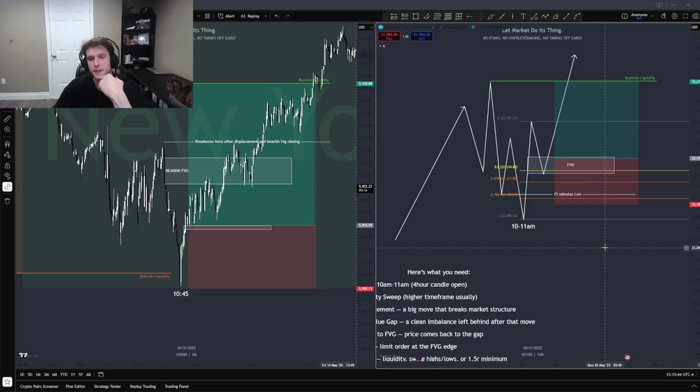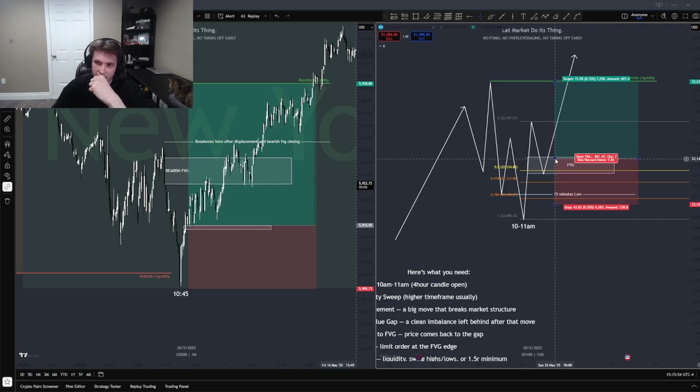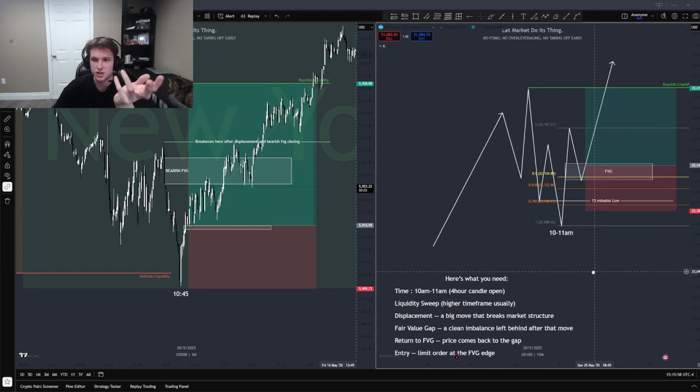Okay, with a 1.3 R, you could have a 50% win rate and be profitable. So make of that what you will. So you sweep your 50-minute low, price comes back to equilibrium, goes into your fair value gap, you enter right here, bang, TP hit. Okay, so this is pretty much the ICT Silver Bullet.